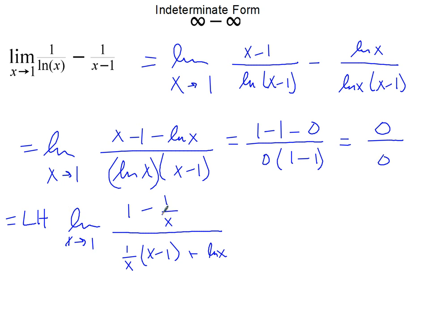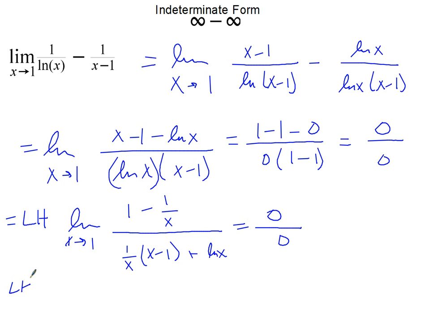When we plug 1 into this, we get 1 minus 1, which is 0, over, when we plug 1 in down here, 1 over 1, which is 1, times 1 minus 1, which is 0, so 0 plus ln 1, which is 0. So we end up with 0 over 0. So once again, we'll apply L'Hopital's rule.